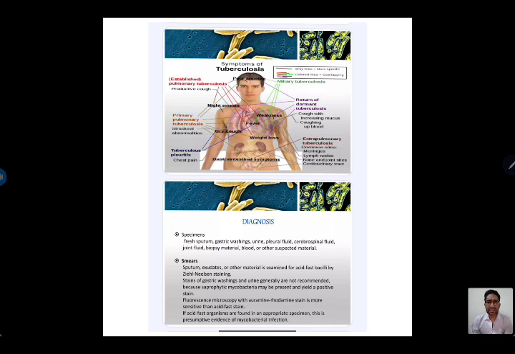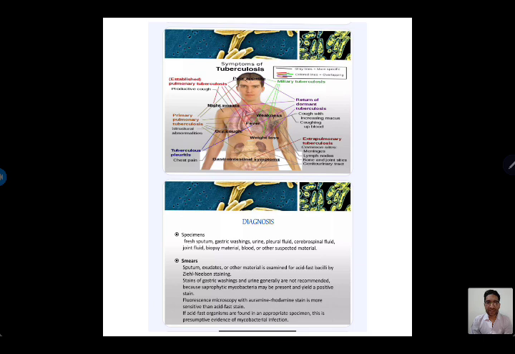Diagnosis: specimens are fresh sputum, gastric washing, urine, pleural fluids, cerebrospinal fluid, joint fluid, biopsy material, blood and other suspected materials. Smear of sputum, exudate or other material is examined for acid-fast bacilli by Ziehl-Neelsen staining. Stain of the gastric washing and urine generally is not recommended because the saprophytic mycobacteria may be present and the yield of positive stain is low.